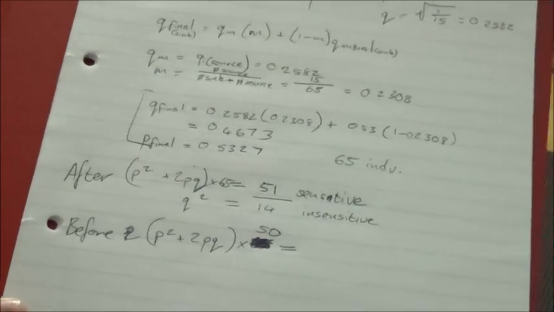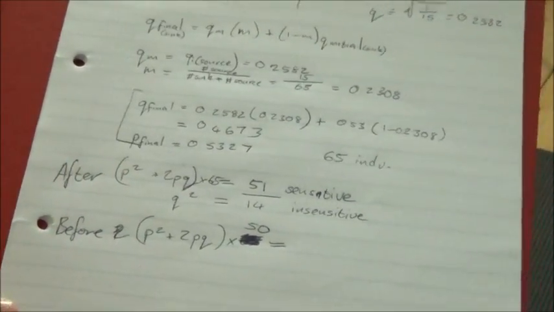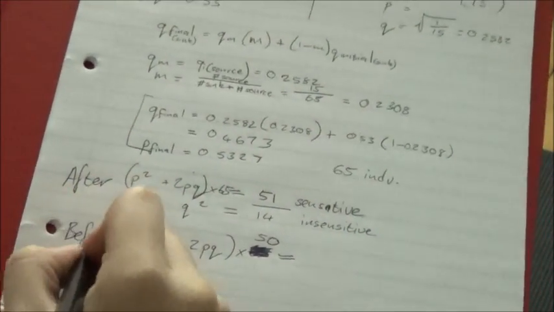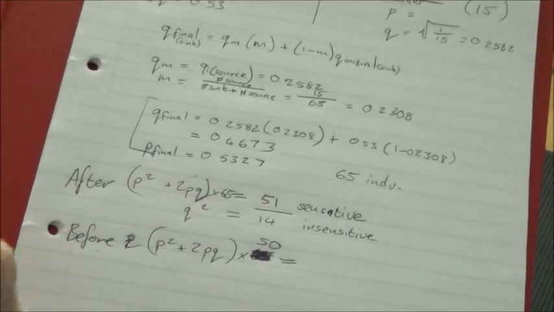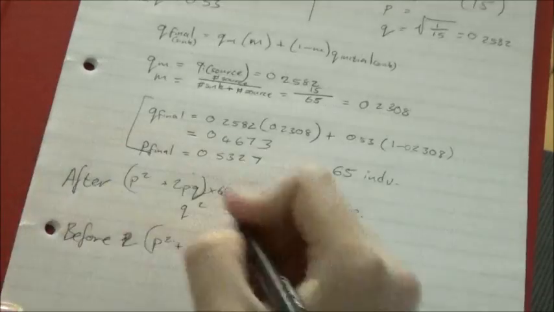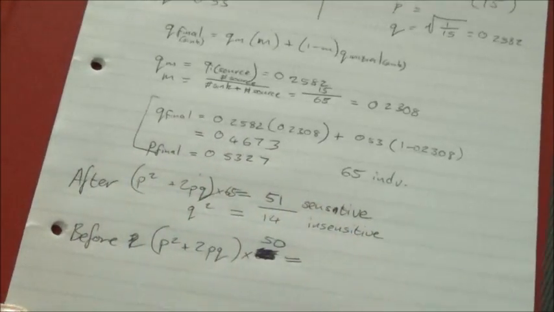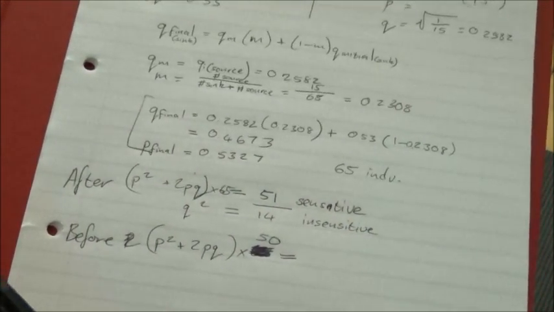Okay, sorry about that. I made a little mistake. I actually didn't make a mistake, but I wrote this down wrong. So before the migration event, there were 50 individuals in the population. You must remember that. You mustn't make this mistake, which I did. Otherwise, it won't make any sense.